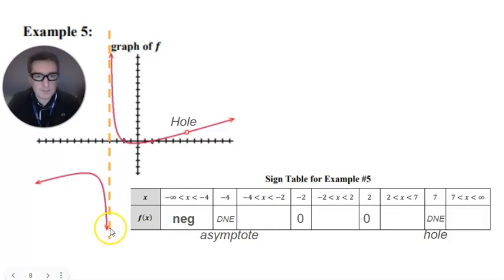But then when it jumps to the other side of the asymptote, my graph shoots up to positive infinity, and it stays positive until my first zero. So the next zone is positive. Between the zeros, my function dips below the x-axis. I get negative again. And from this point forward, except for the hole, my function's positive and positive.